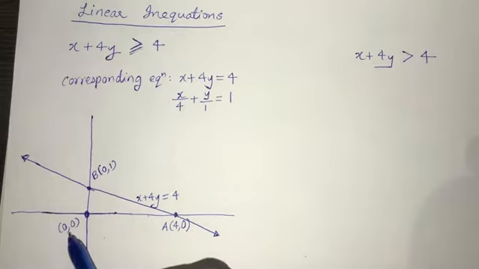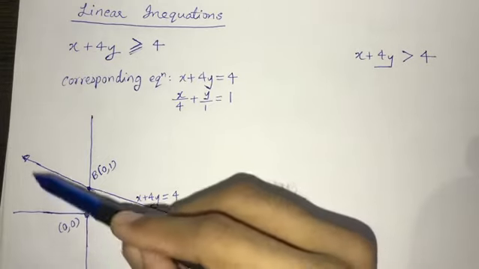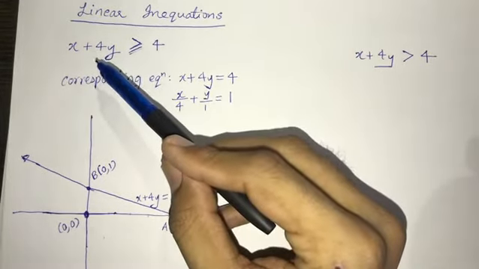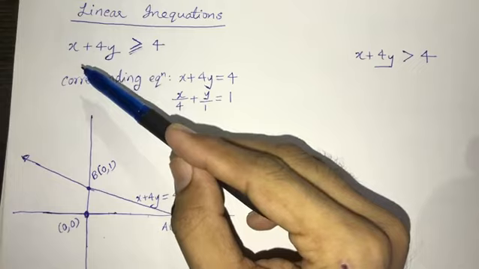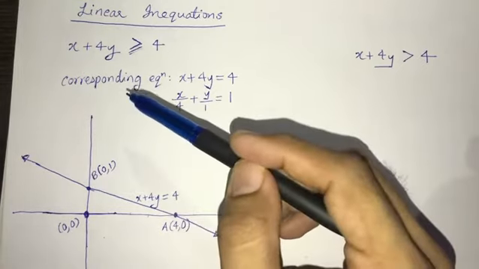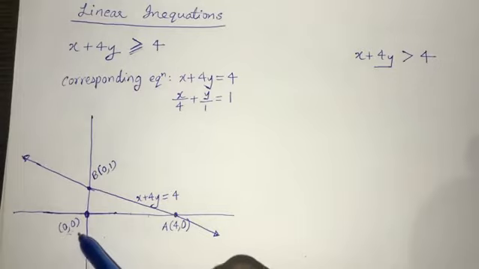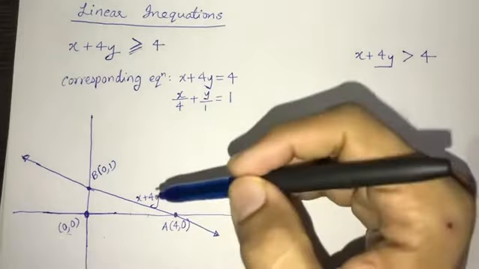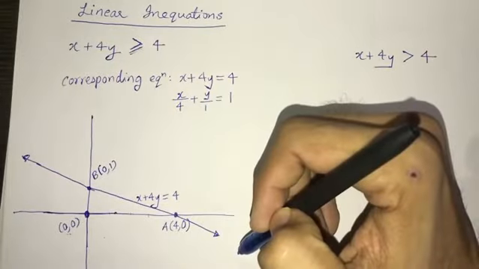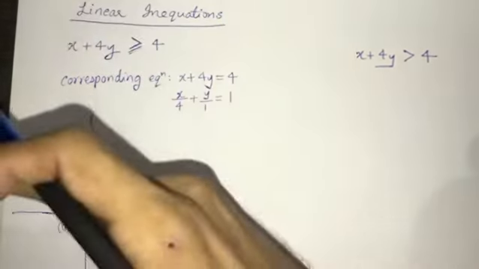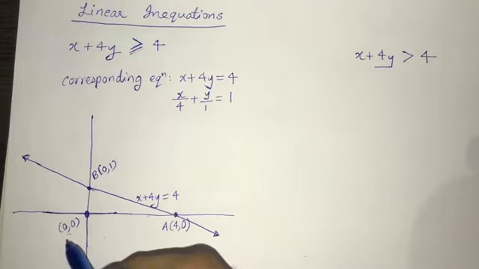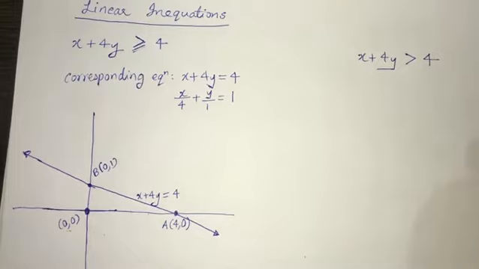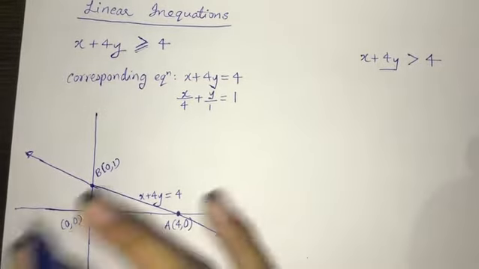When I put 0, 0 in the inequality here, what I'm going to get is 0. 0 greater than 4 is false. So since origin is in this half plane, see, I told you that a straight line divides the plane into two parts, upper half plane, lower half plane. Origin in the lower half plane does not satisfy the inequality. It actually belongs to the other region, which I'll mention later. So origin does not satisfy.